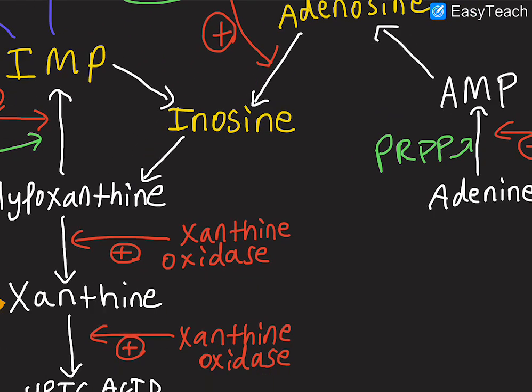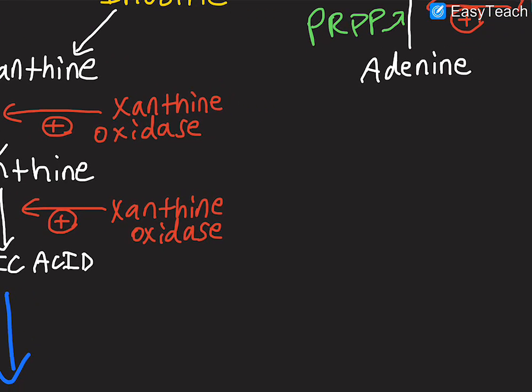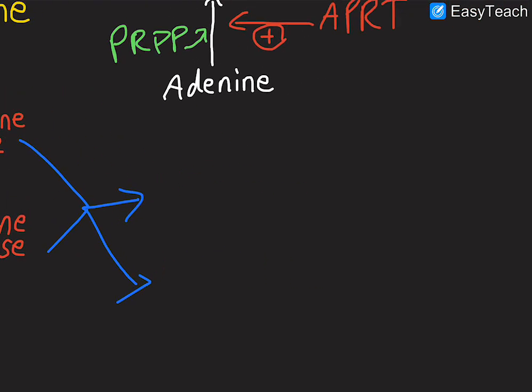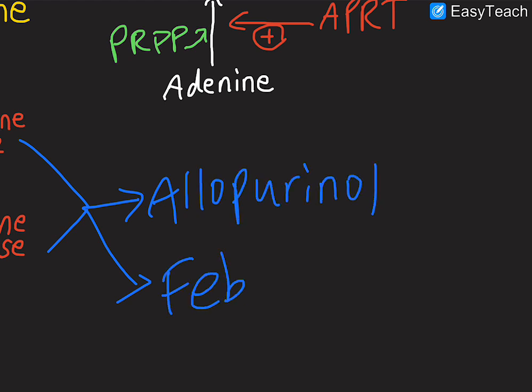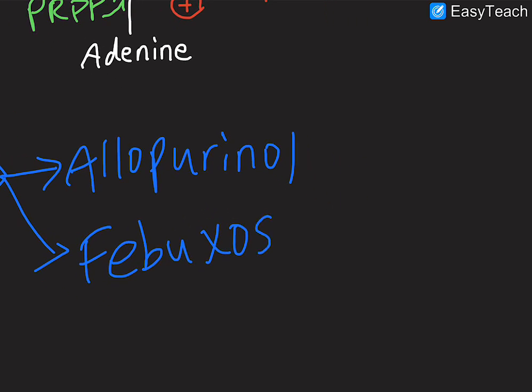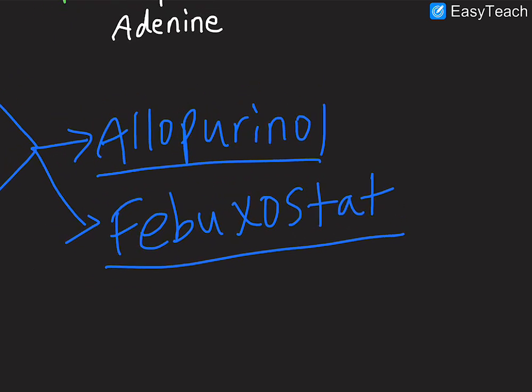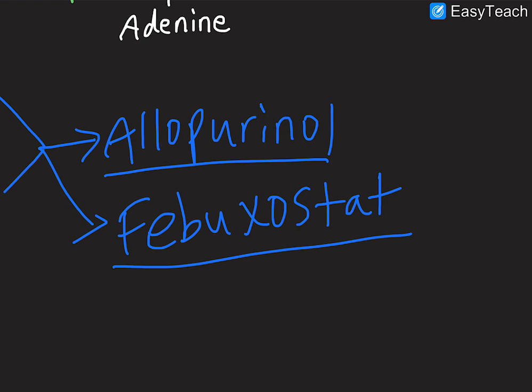Okay, the other enzyme we should focus on is xanthine oxidase. Now, there's two drugs that we should know that inhibit xanthine oxidase. What are these two drugs? The first drug we should know is called allopurinol. And the second drug is called febuxostat. Definitely not pronouncing that right. So the first drug is allopurinol, the second drug is febuxostat, however you pronounce that. But these two drugs inhibit xanthine oxidase.